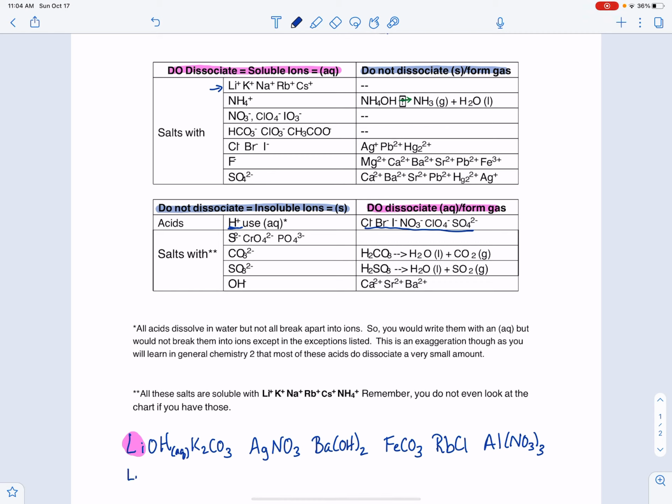And it means when it breaks apart, it will break apart into Li+ and OH-, and they'll both have the aq beside them.